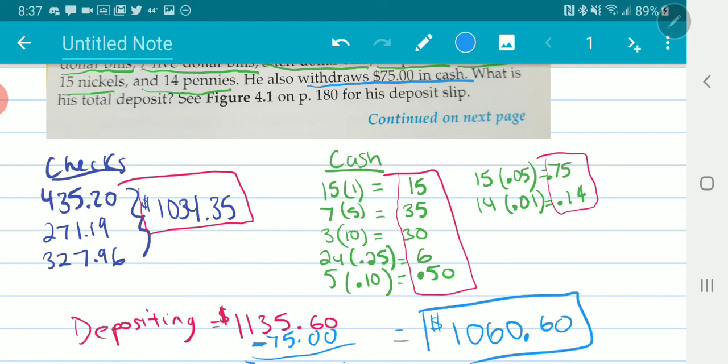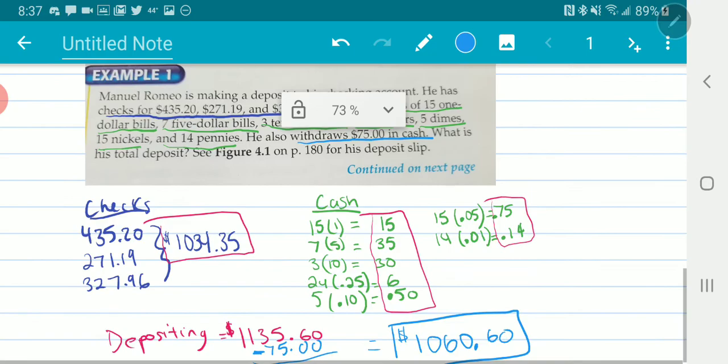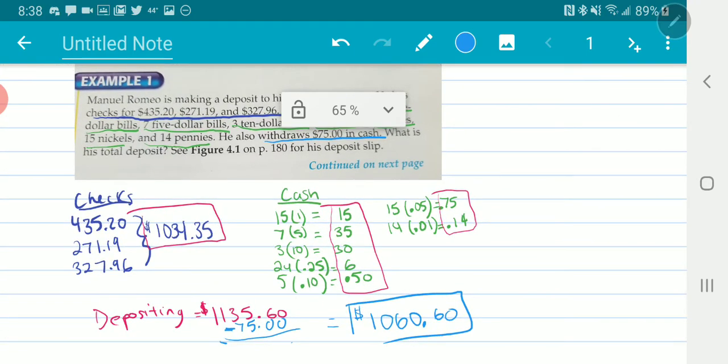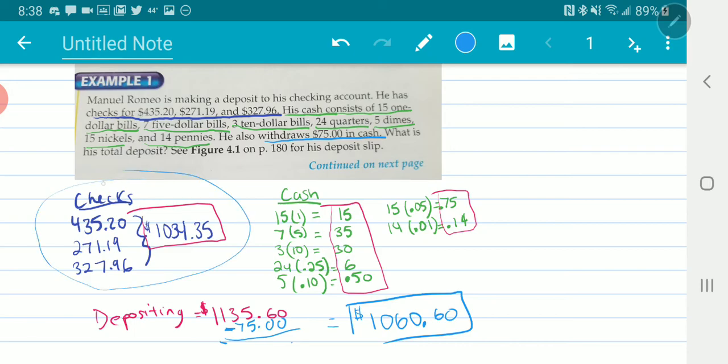Okay, so again, let's just walk through this process really quick. Look at everything as the whole. When we went through this problem, we started with figuring out the checks. That was my first step. Got my total there. Then I figured out my cash. Again, we're using those different representations. Added it all up to get my total deposit, and then in this case, we withdrew $75 cash. So boom, minus 75 to get my total deposit right here in my final answer.